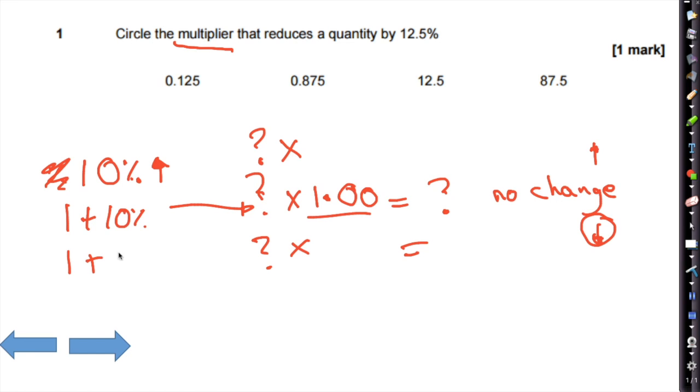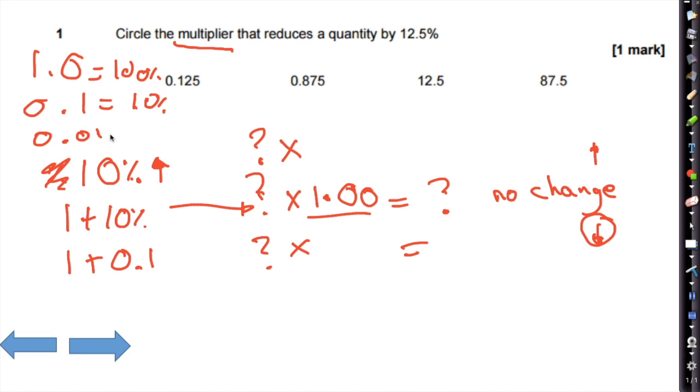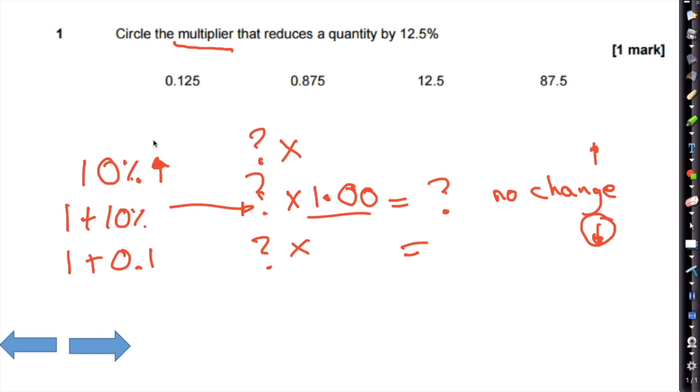10% as a decimal is 0.1. We should know that from our knowledge that the number 1 is 100%, and therefore we can deduce that 0.1 is going to be 10%. And an extension from this is that 0.01 will be 1%. So if we have a multiplier that we were increasing, it needs to be more than 1.